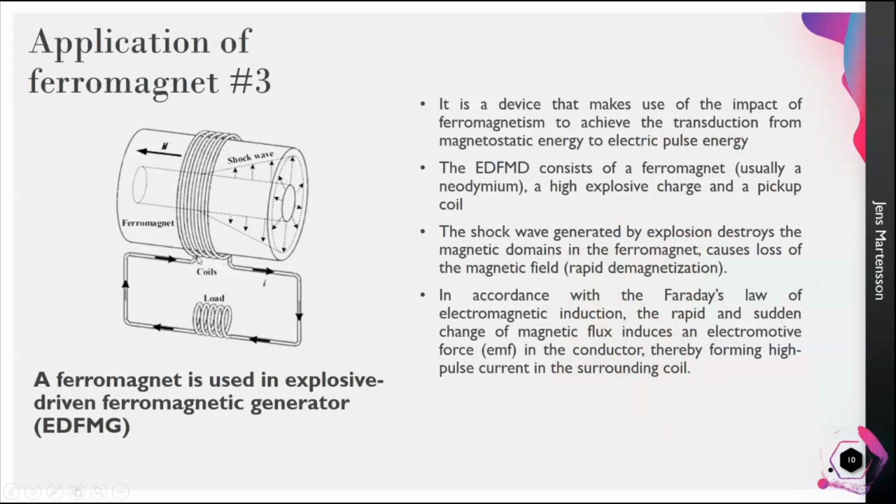So a shock wave will be generated by the explosion, and then it will destroy the magnetic domains in the ferromagnet. This causes loss in the magnetic field. The process results in rapid demagnetization. In accordance with Faraday's law of electromagnetic induction, this rapid and sudden change of magnetic flux will then induce an EMF in the conductor, thereby forming a high pulse current in the external circuit.